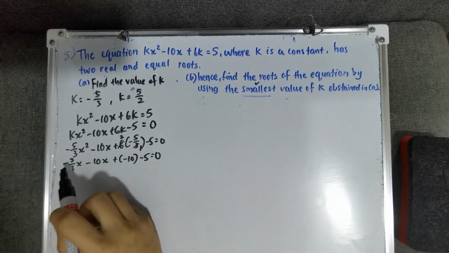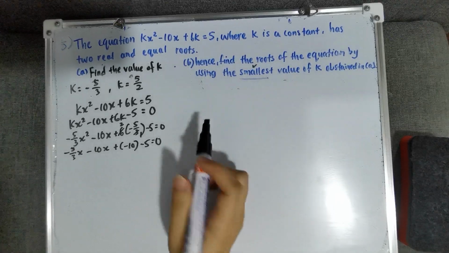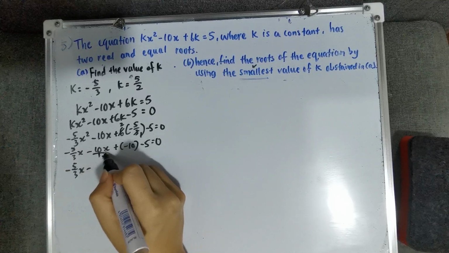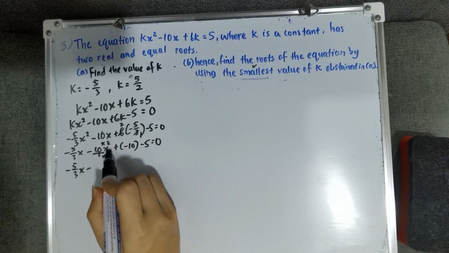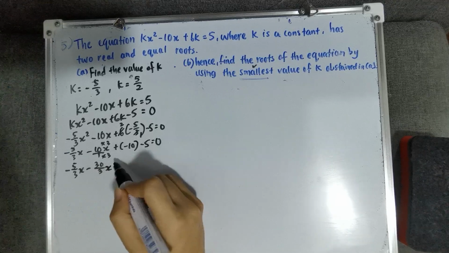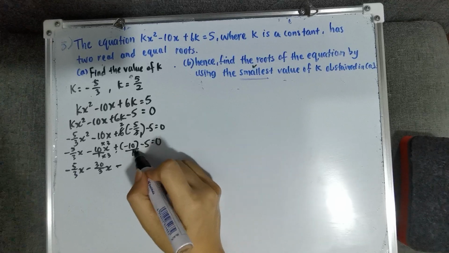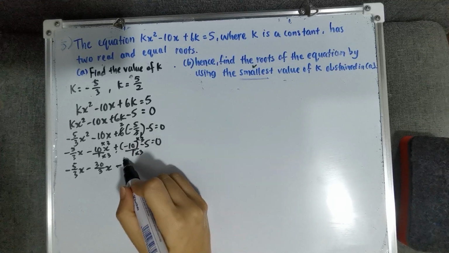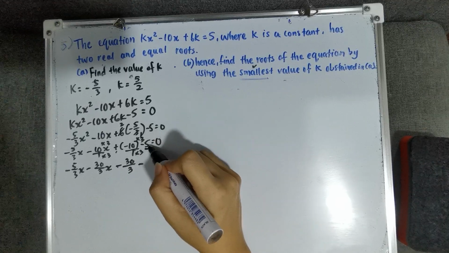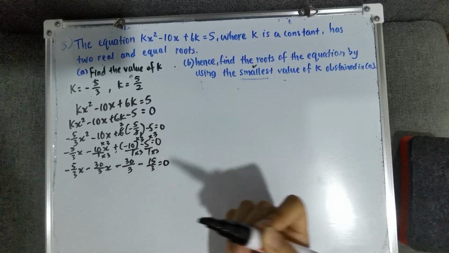Then after that, you see that this is a fraction. You must make sure all of them turn into fractions. So this is negative 5 over 3 x squared. So when you times 3, your 10x over 1 becomes 30x over 3. Negative, positive will be negative. Then again, times 3 times 3, so it becomes 30 over 3. Then again, for your 5, you have to times as well. Times 3 times 3. It becomes 15 over 3 equals to 0.